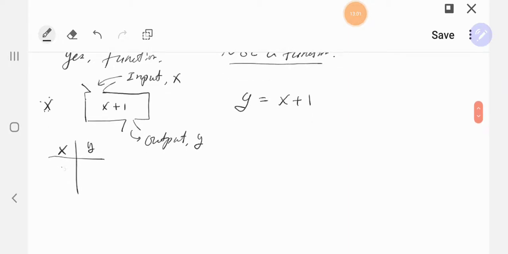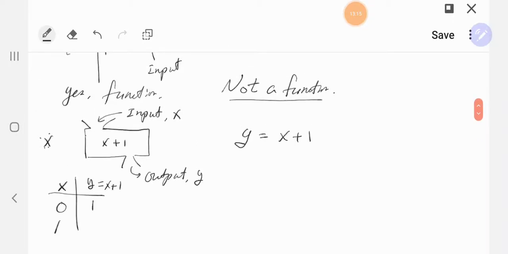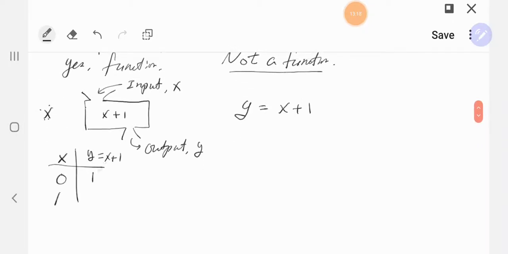If x equals 0, then what happens? 0 goes there, then 0 plus 1 is 1. So 1 will be the output. If x equals 1, so 1 goes inside, then the output is x plus 1, right? So 1 plus 1 is equal to 2. So 2 is the output. Keep going. If x equals 2, then 2 plus 1 equals 3. So the output is 3. Make sense?